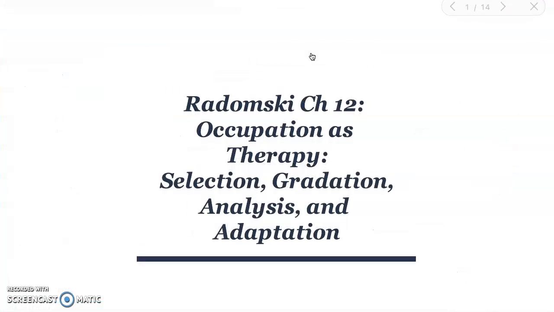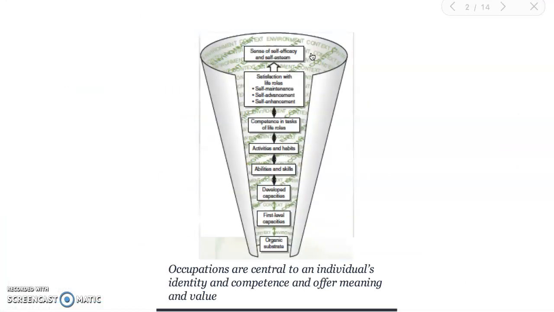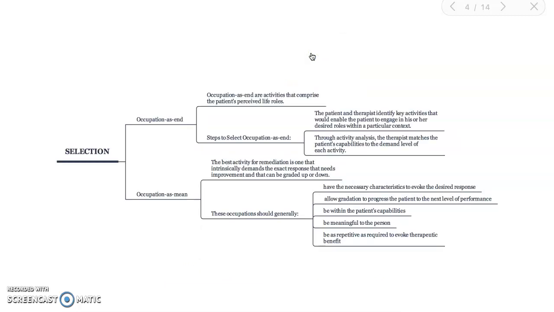Radomski, Chapter 12, Occupation as Therapy. This diagram shows how occupations are central to an individual's identity and competence and offer meaning and value. Selection. Selecting an occupation as end. Occupation as end are activities that comprise the patient's perceived life roles.